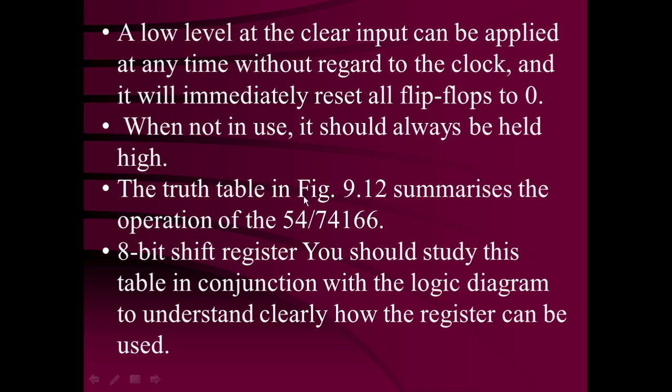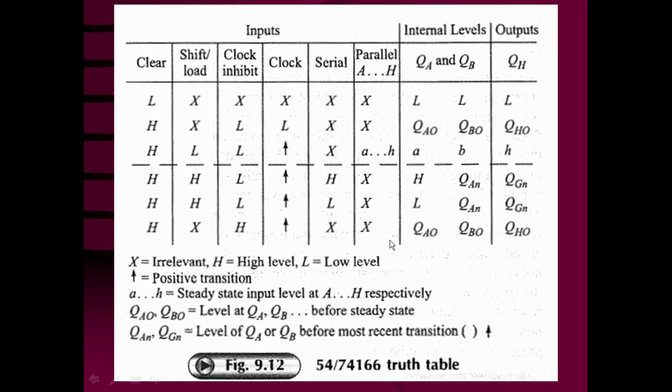The truth table in figure 9.12 summarizes the operation of the 54/74166, the 8-bit shift register. You should study this table in conjunction with the logic diagram to understand clearly how the register can be used. So this truth table is very important. It explains how this IC works and how it enters the data in a serial fashion as well as in a parallel fashion.